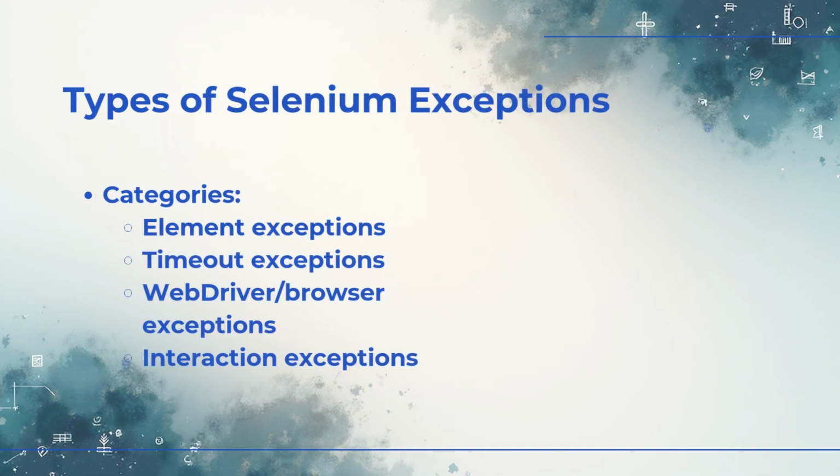Types of Selenium exceptions. Selenium exceptions can be grouped into different categories. You have element related exceptions, such as the element is not found, or it isn't clickable. Timeout exceptions, when Selenium waits too long for something. WebDriver exceptions, related to browser or driver issues. And interaction exceptions that occur during clicks, typing, or switching context. So these categories help you understand the nature of the problem very quickly.